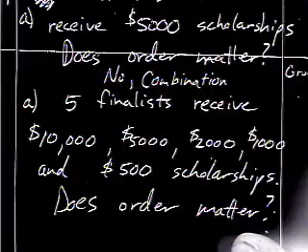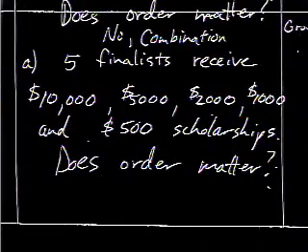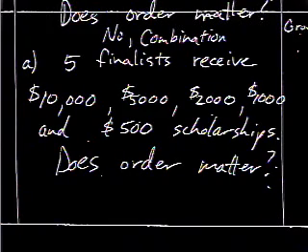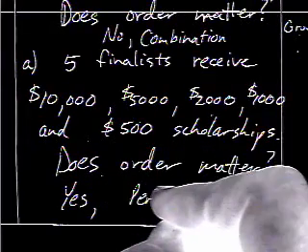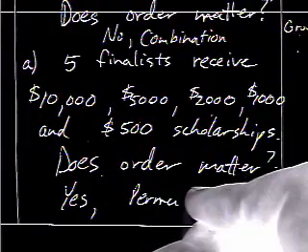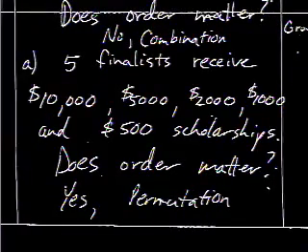Well, if the 5 finalists receive $10,000, $5,000, $2,000, $1,000, and $500 scholarships, does the order matter now? Well, sure, it matters to you whether you get first, second, third, fourth, or fifth, because the prices are different, or the scholarship amounts are different. So this would be a permutation situation, because how you arrange the objects makes a big difference.